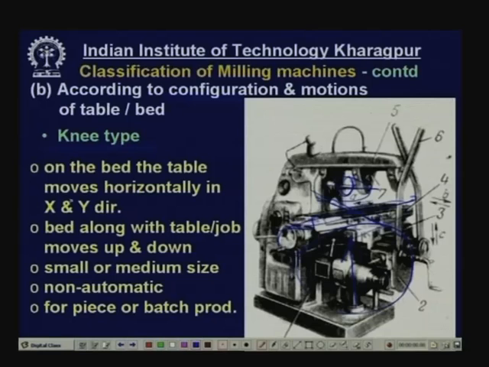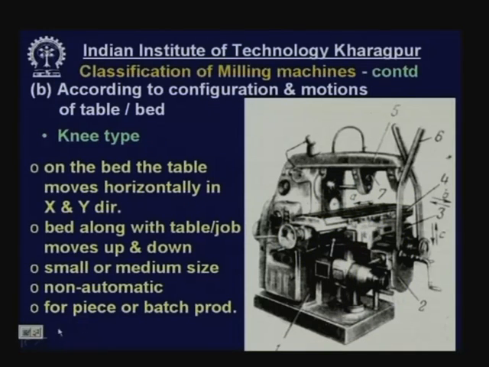Now, on the bed the table moves, as I told, in x direction and y direction, and the bed moves along with the table and job in the vertical direction. So this gives feed motion of the job in x, y and z directions. These are non-automatic and are piece production or batch production type. So this is very commonly used.